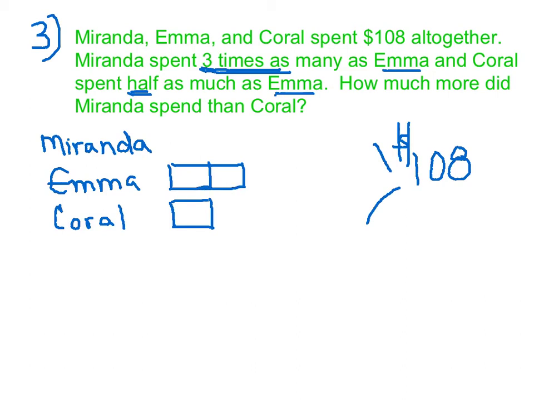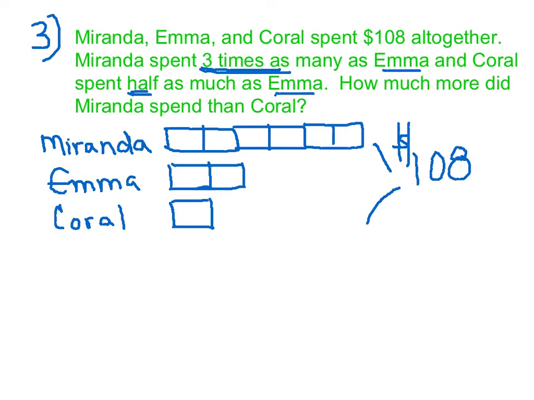Now let's go back and take care of Miranda. It says Miranda spent 3 times as many as Emma. So I've got to draw Emma's 1 time, 2 times, and then 3 times.